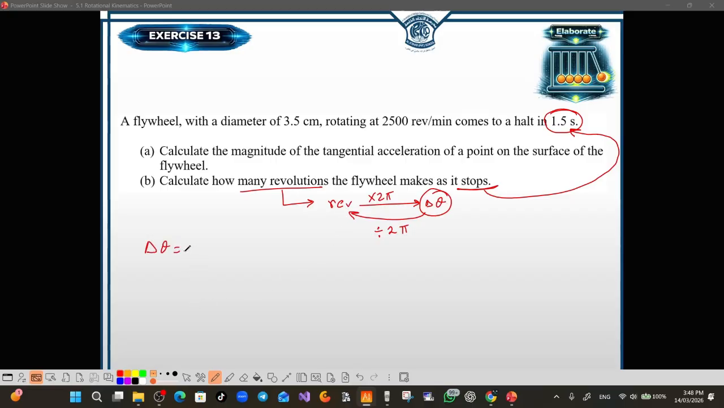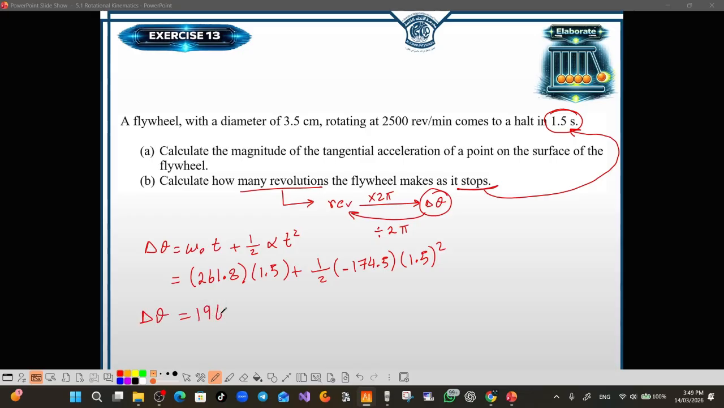The delta theta here can be calculated using the kinematics equation. The type of motion here is uniform circular varied motion, and the best choice will be omega 0 t plus half alpha t squared. Now omega 0 is 261.8, the time is 1.5, plus half minus 174.5 multiplied by 1.5 squared. And the delta theta in radian is 196.38 radian.